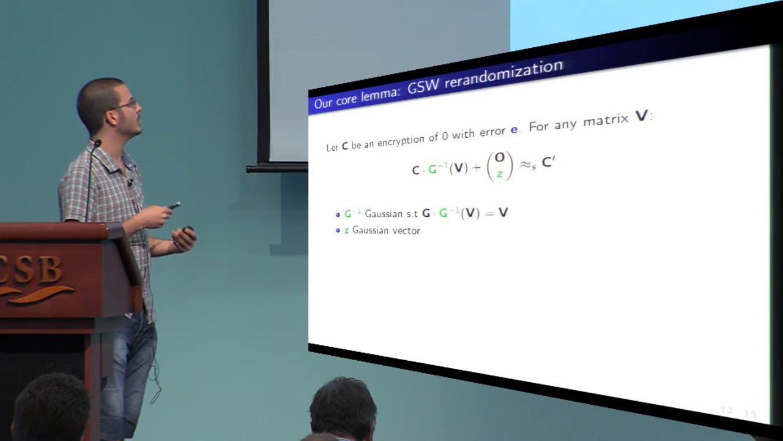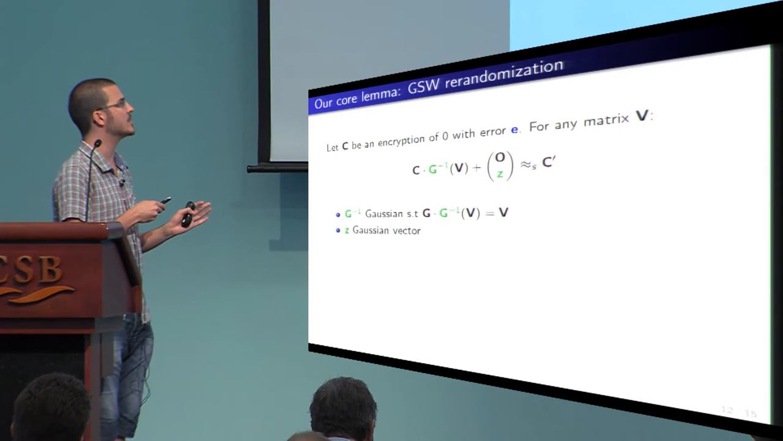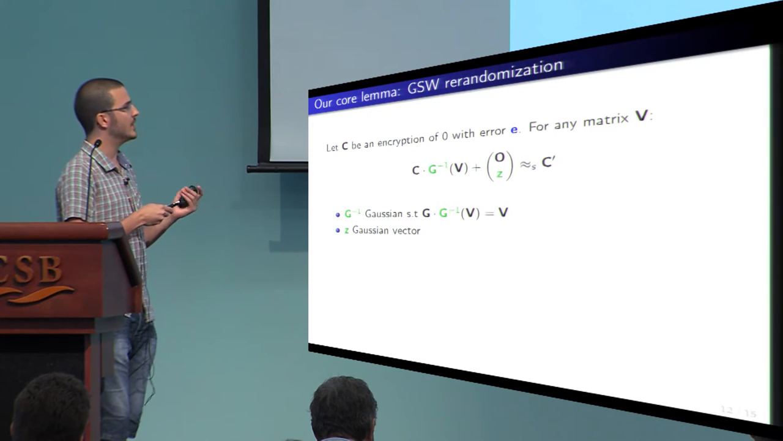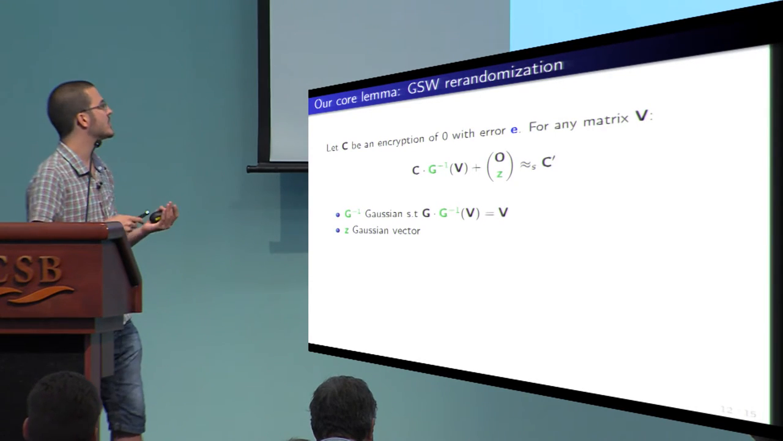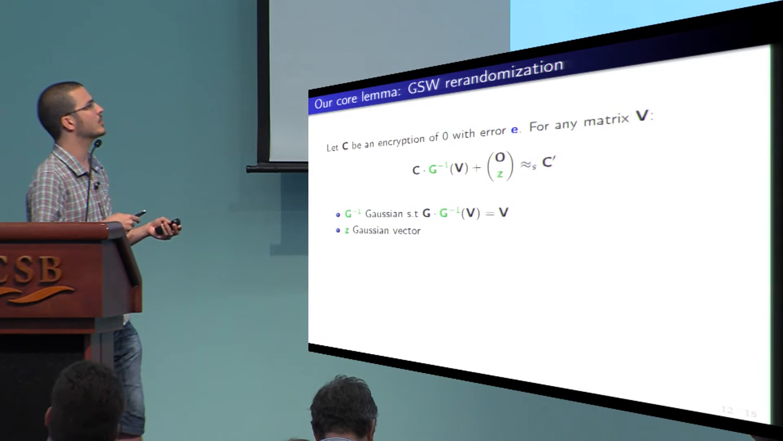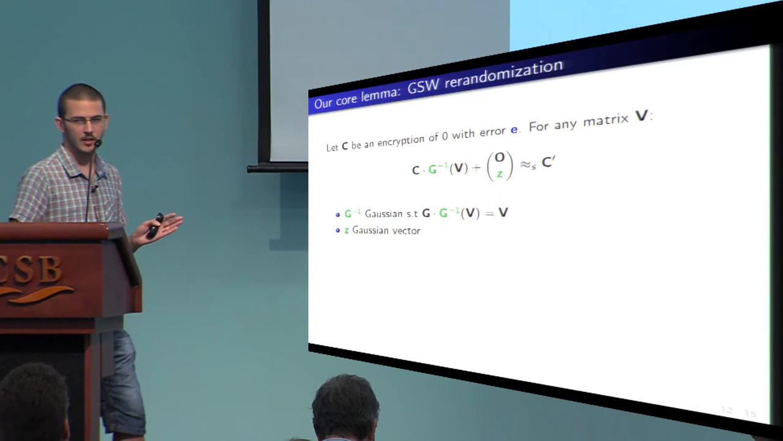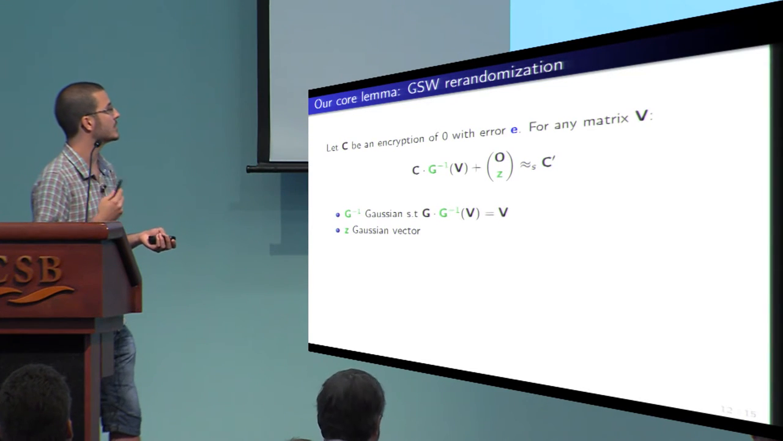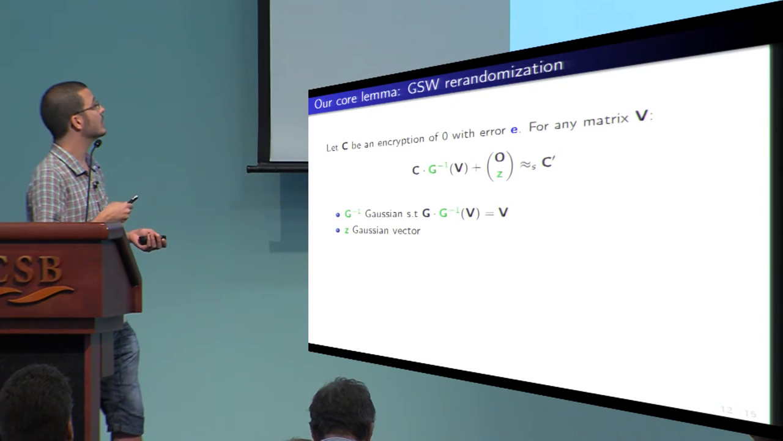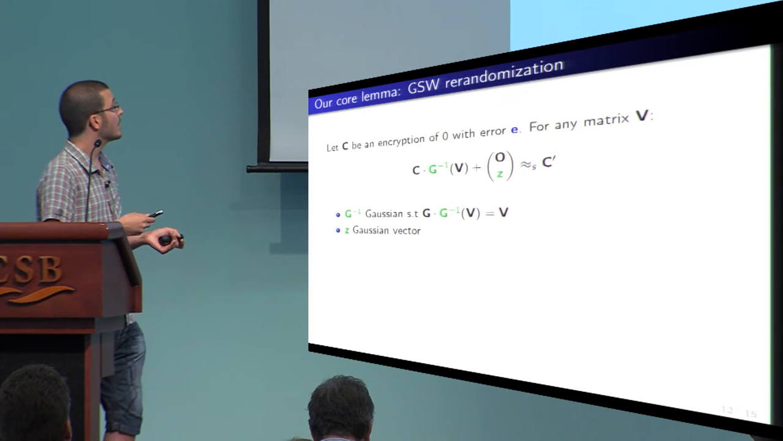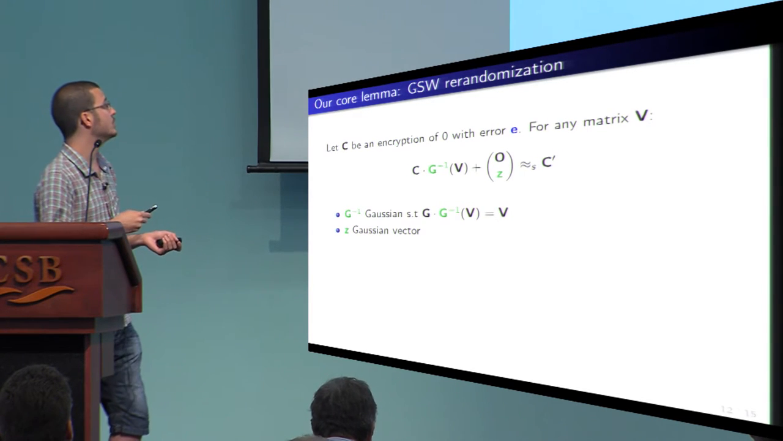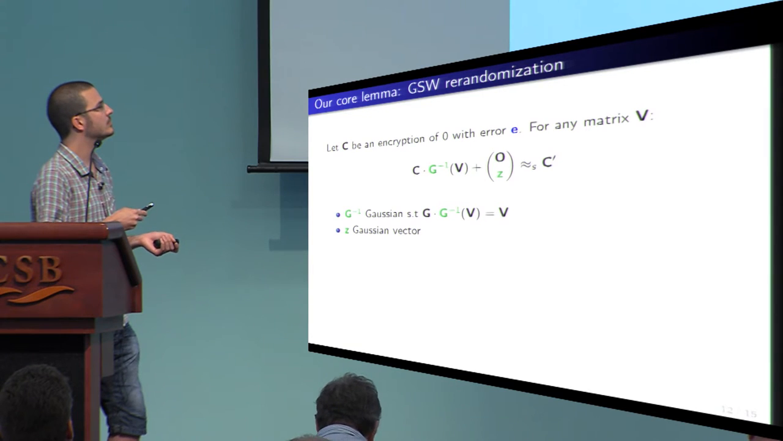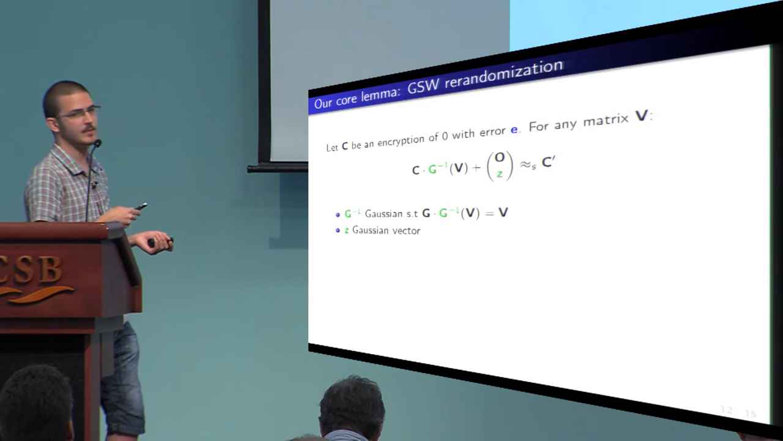So previously, all we wanted was that G times G^{-1}(V) was equal to V. Now we want G^{-1}(V) to be a Gaussian conditioned on this. It's not hard to do. It has been done by Gentry, Peikert, and Vaikuntanathan. And it's just sampling a Gaussian on a lattice. And the second thing we do is we add a small Gaussian noise in the form of Z.